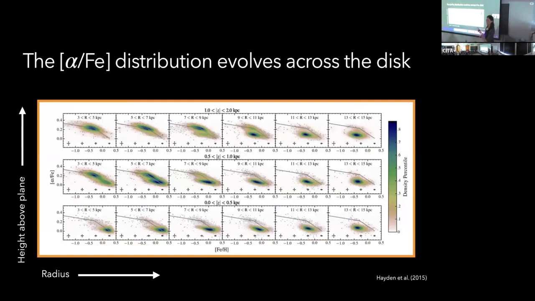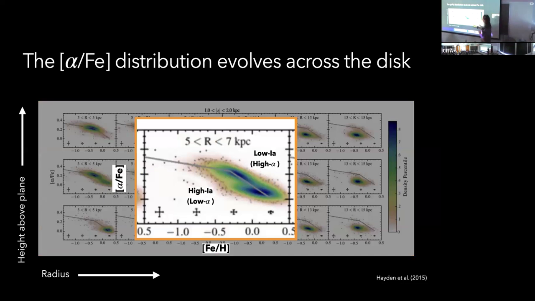Okay, so this is the plot that I was referencing a little beforehand. In the Milky Way, we see these abundance distributions that are bimodal. So we have a high alpha population and a low alpha population. And the density of stars in each of these populations changes as a function of galactic position. We have radius increasing here to the right and height above the plane increasing as you go from bottom to top. And you can see how this distribution is changing as a function of radius and height.